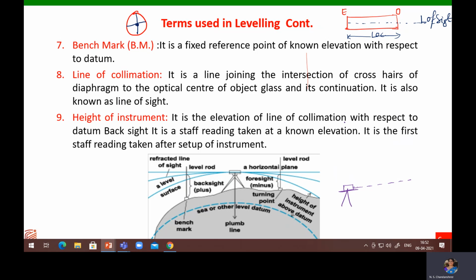It is the elevation of the line of collimation with respect to the datum, and the height is determined by sighting it back to a datum. Datum means keeping the leveling staff on a benchmark with known elevation, and when you add the RL of benchmark to the staff reading, RL of benchmark plus staff reading will give us the height of the instrument.